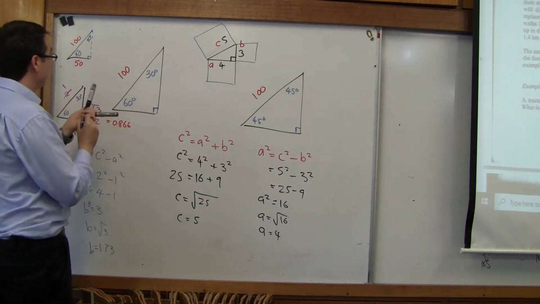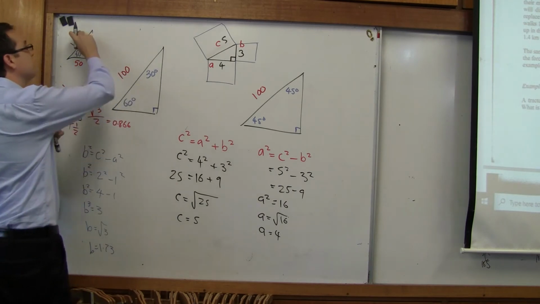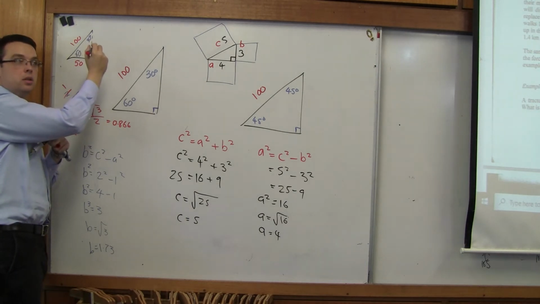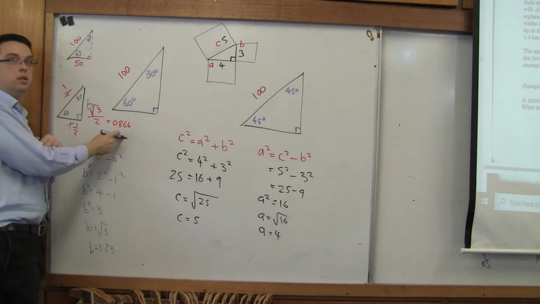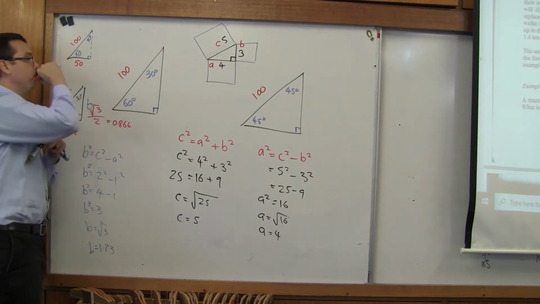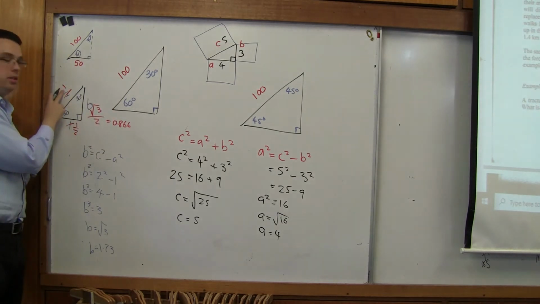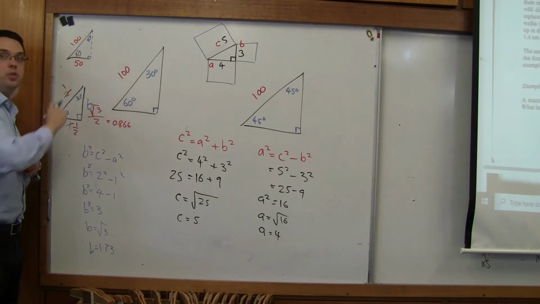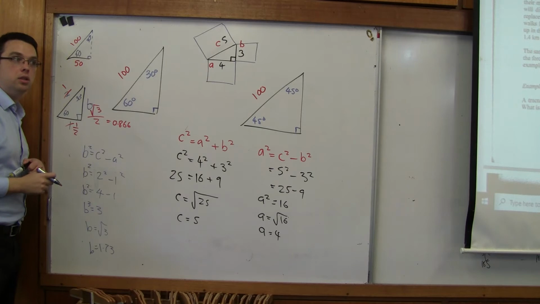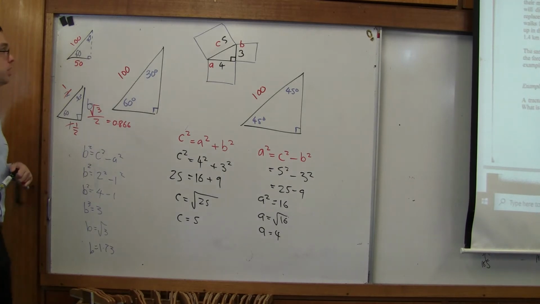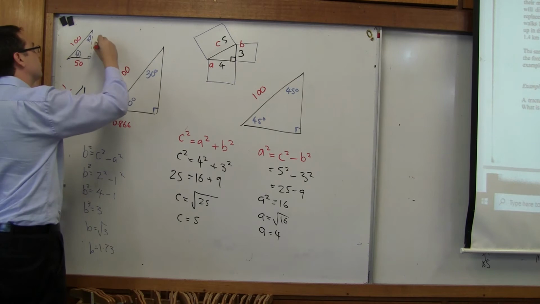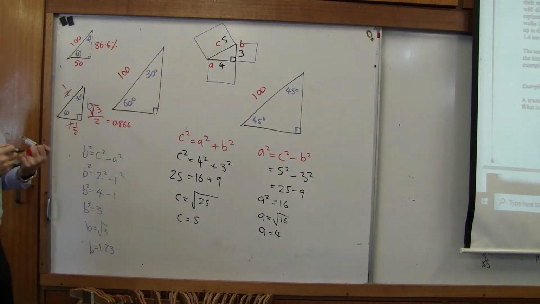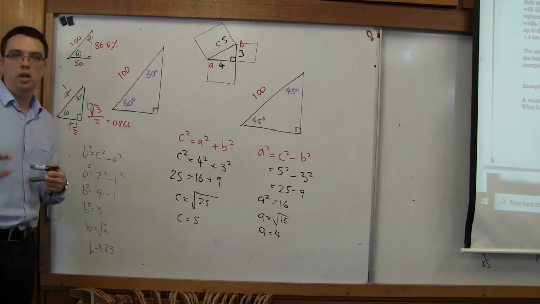Now, if I go back to this one here, if this is 100% and this is 50%, and this is 0.866, what would this be as a percentage? 86.6%. Okay. Now, you don't have to remember that. If you want to do it using trigonometry, you can.